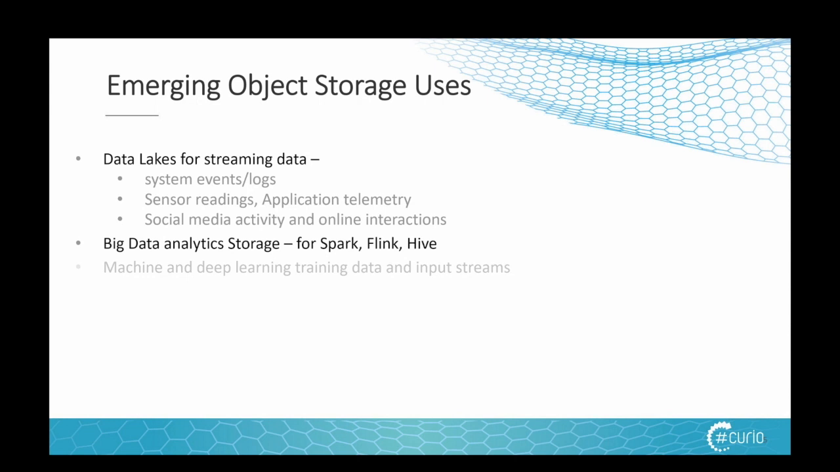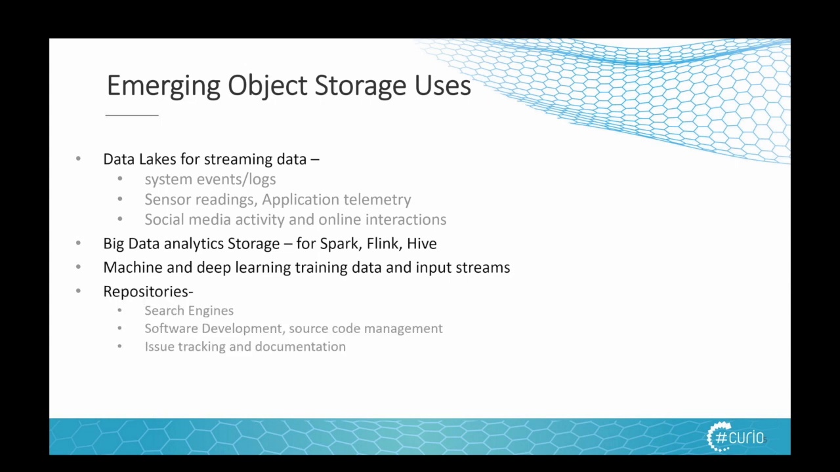Big data analytics for storage. Spark, Flink, and Hive are a couple of them. These things are generating huge amounts of data, and it's just going to keep compounding. So where are you going to install that? You're going to install it on something that's going to grow easily. As I mentioned, machine and deep learning training and data input streams. All of that machine data coming in, all of the deep life sciences, that's all going to be going onto that unstructured data stream.